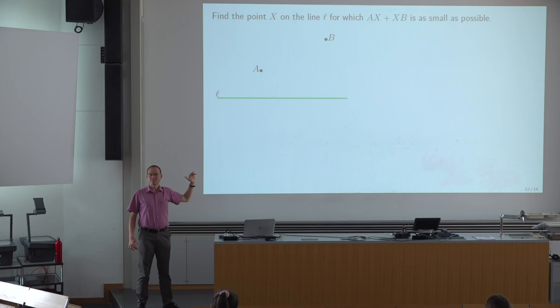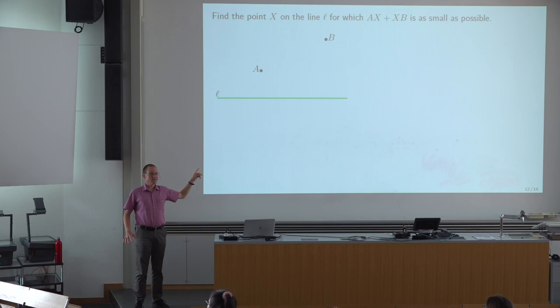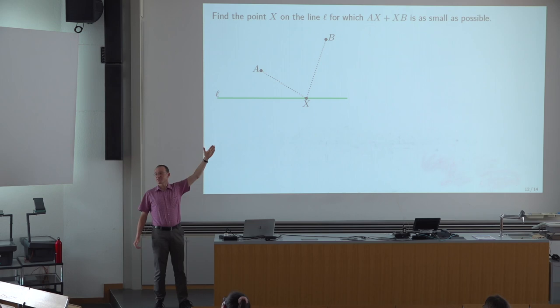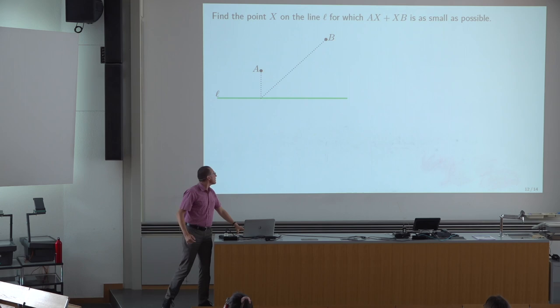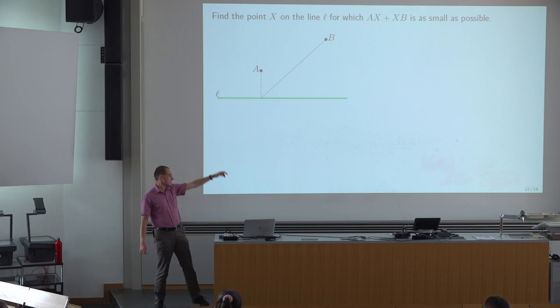How many of you are familiar with this problem? Raise your hand if you're familiar. Some of you, but not all. Okay, it's nice that some of you are familiar. So what is the answer to that? What kind of point? Look, you're searching for some point on the line. You have to go to the line and then come back to B. You don't want to go directly to the line. That's the fastest way to reach the line, but then you take a longer way to B. You may look at something like this.